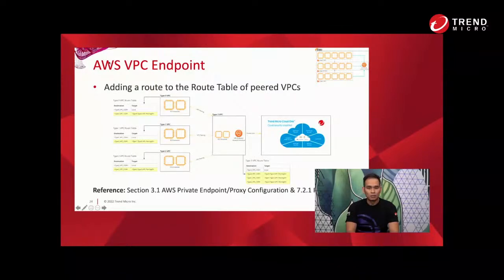Some of the things you need to ensure: your routing table must be configured according to what is shown in these slides. One of the important things to note is to ensure that the destinations are filled in with the required peering ID. This is to ensure smooth routing between the VPCs.